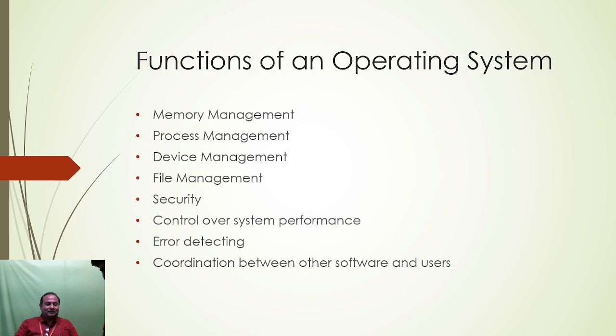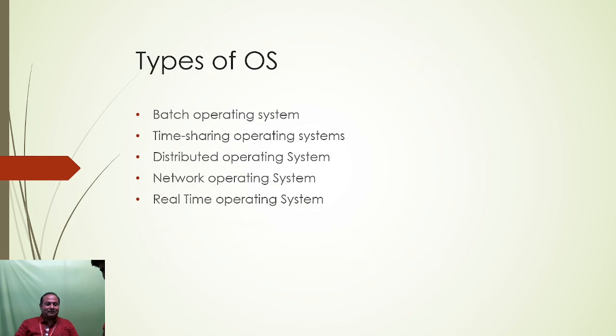And finally, cooperating with other software and the user. In our system we may install plenty of software like Google Chrome and other software applications, Java applications, .NET applications, or internet operations. All these activities are helped by the operating system. So the operating system coordinates between our software as well as the user.